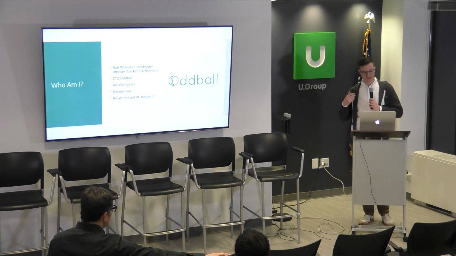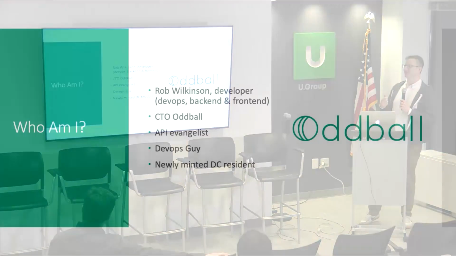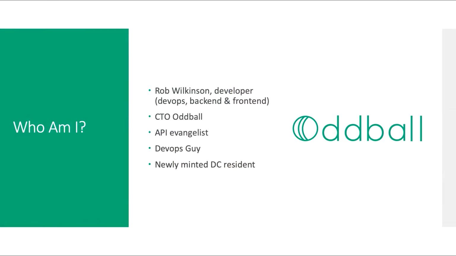But who am I? My name is Rob Wilkinson. I'm a developer. I've done DevOps. I've been a backend developer. I've been a front-end developer. I'm the CTO of a company called Oddball. We do a lot of digital services for federal government at the VA, at CMS, and at DoD.